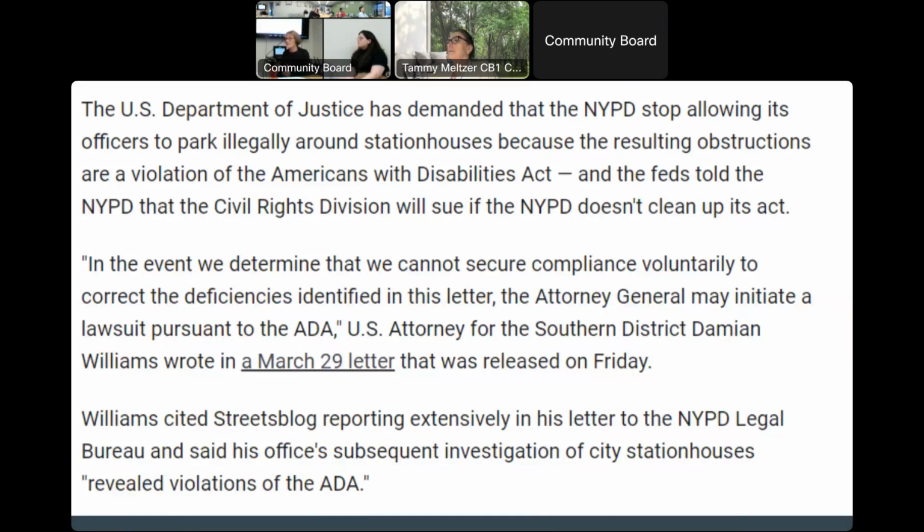So they have demanded that the NYPD stop allowing its officers to park illegally around the station houses, resulting in all the obstruction. And in the report by the DOI too, they acknowledge that it goes onto streets. It's not just around the station houses, it's blocks away. So they did acknowledge that, and a lot of this work was done in our district. In the event that we determine we can't secure compliance, then we may have to initiate a lawsuit. Not a big shock. I'll show you some of the history of that in New York City as well.